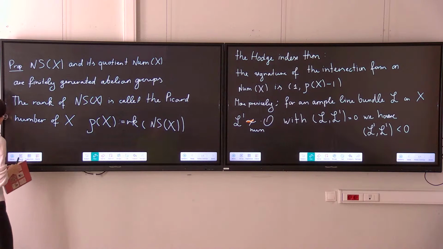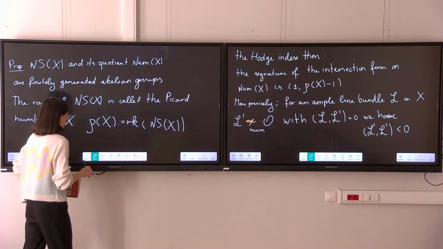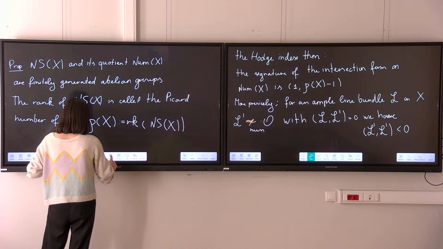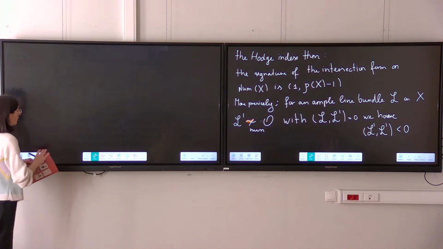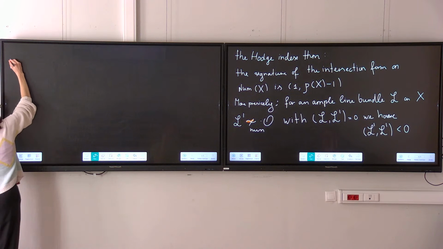And now let me formulate a proposition for K3 surfaces. Yes, for algebraic K3 surfaces, all these groups, the numerical group, the Néron-Severi group, and the Picard group are just isomorphic. Proposition.